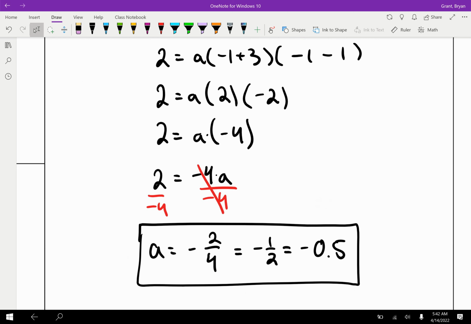A parabola has x-intercepts given there, and it's also known that there's a point on the graph at (2, 36). What's the equation of the parabola in intercept form? Well, let's start with what we know. We know there's going to be some a value, not sure of that yet, and it's got to be x plus 2 and x minus 5, right?